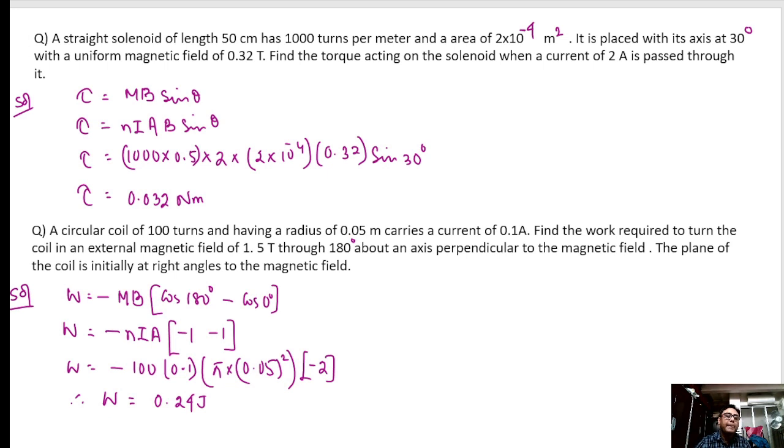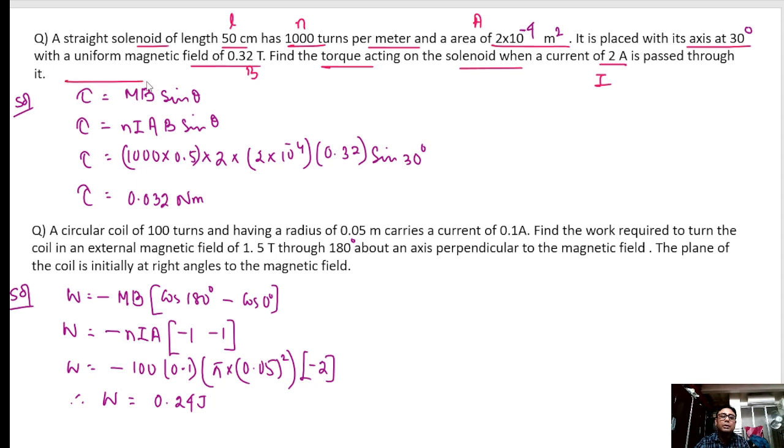Next is a straight solenoid of length given, 1000 turns per meter given. Area given. It is placed at 30 degree with a magnetic field B given. Find the torque when the current I given is passed through it.